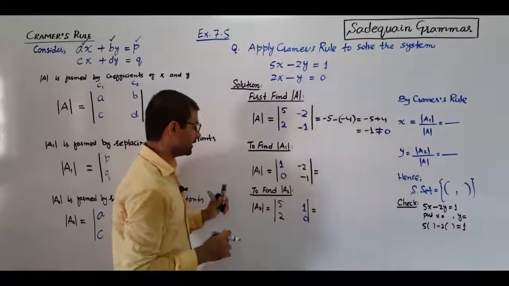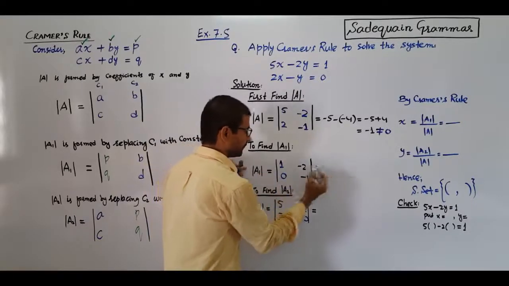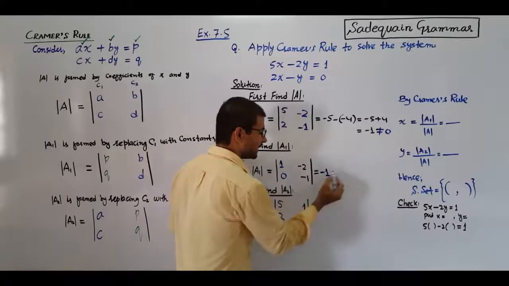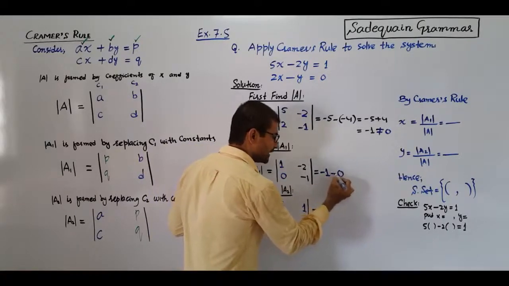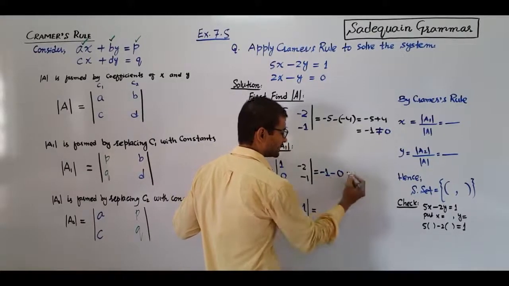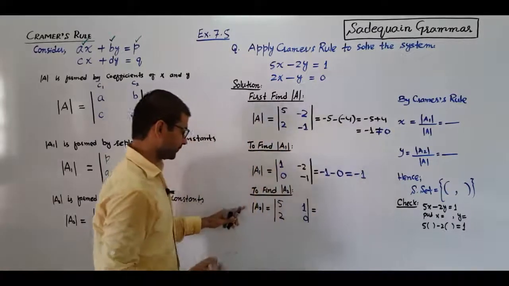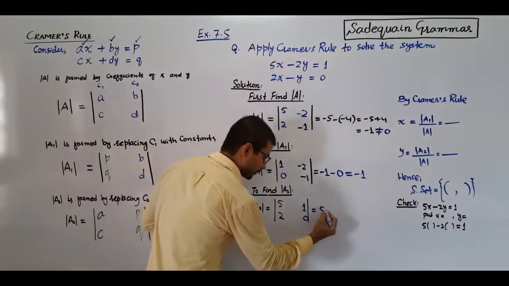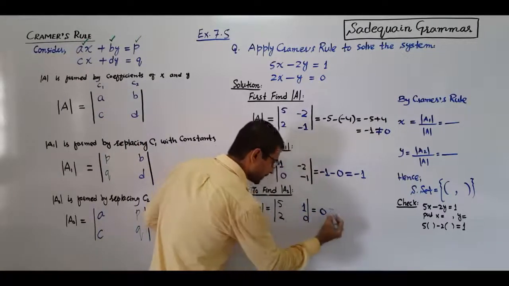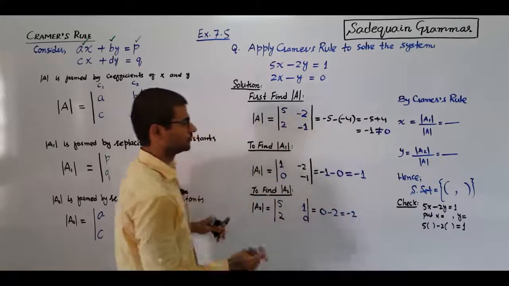Now for the A1 and A2 determinants, we have to take the product of diagonals. 1 multiplied by minus 1, minus 1. 0 multiplied by minus 2, 0. And between these two we have to put minus. Product of diagonals minus product of non-diagonals is equal to, the answer is minus 1. 5 zeros are 0, product of diagonals 0. 2 ones are 2. Minus, the answer is minus 2.